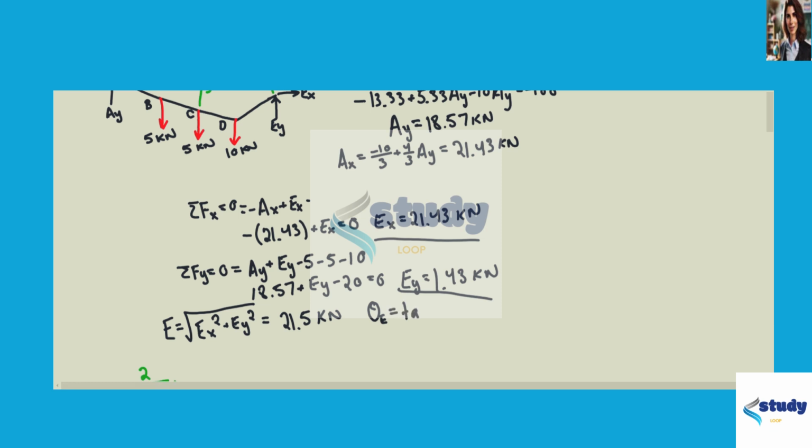Also, we need to figure out theta E, so we just know what direction that reaction force is going. And this is the inverse tangent of EY over EX. Plugging in those values. Make sure your calculator is in degrees. This equals 3.8 degrees in the first quadrant, which is important. Okay, so again, these are your two answers for B. And now we can go back to solving and finishing A.